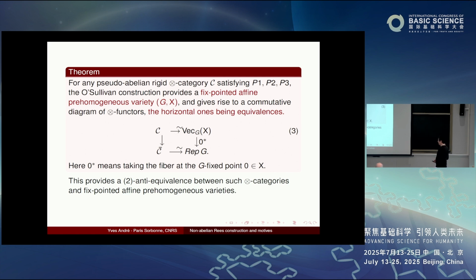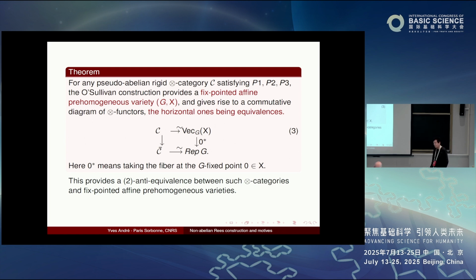And this provides two anti-equivalences, a kind of Galois correspondence between such tensor categories, those which satisfy the three conditions, and fixed-pointed affine pre-homogeneous varieties.